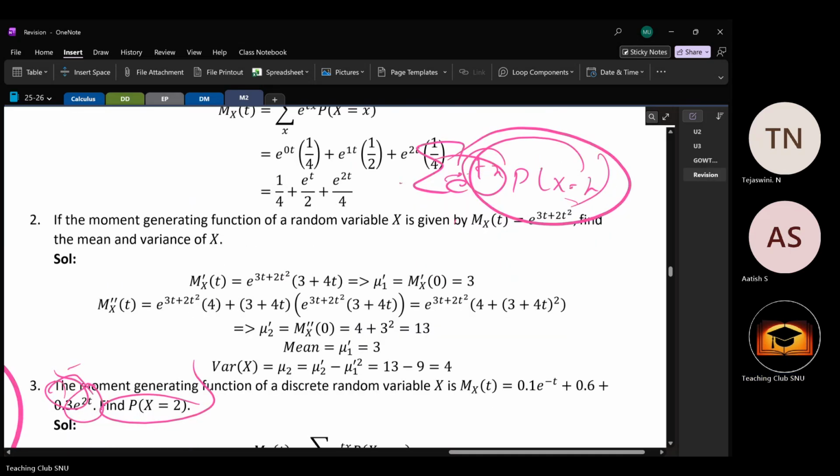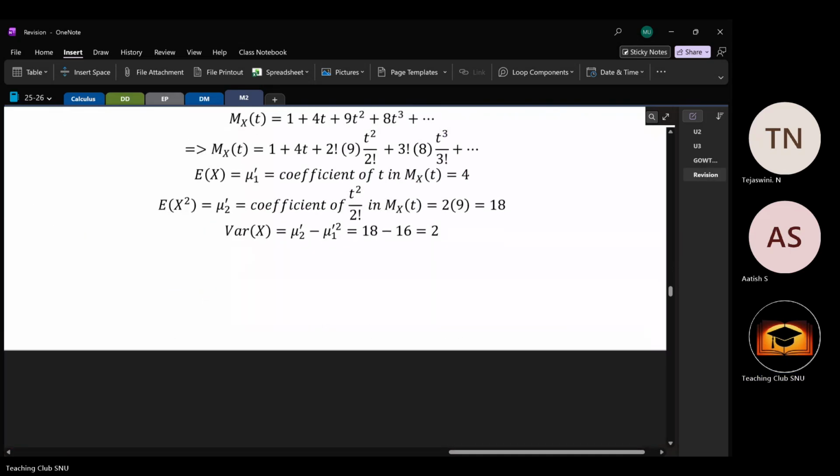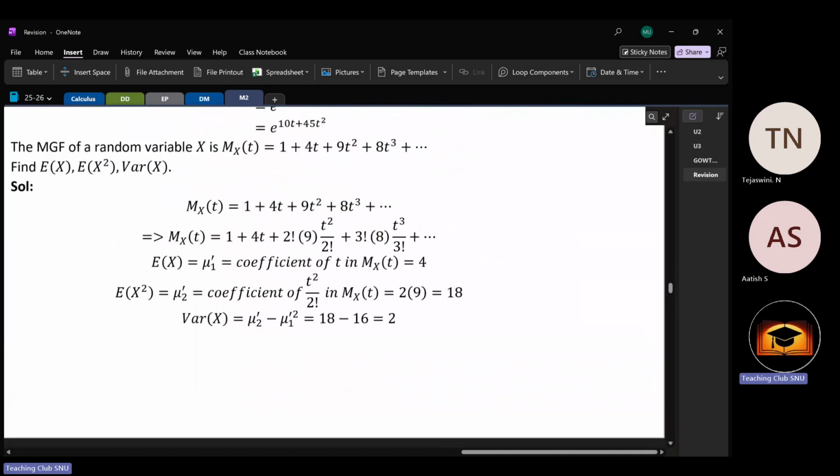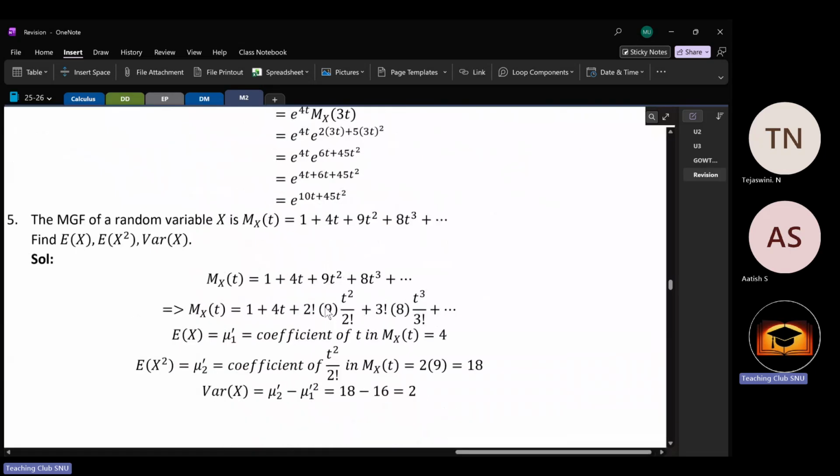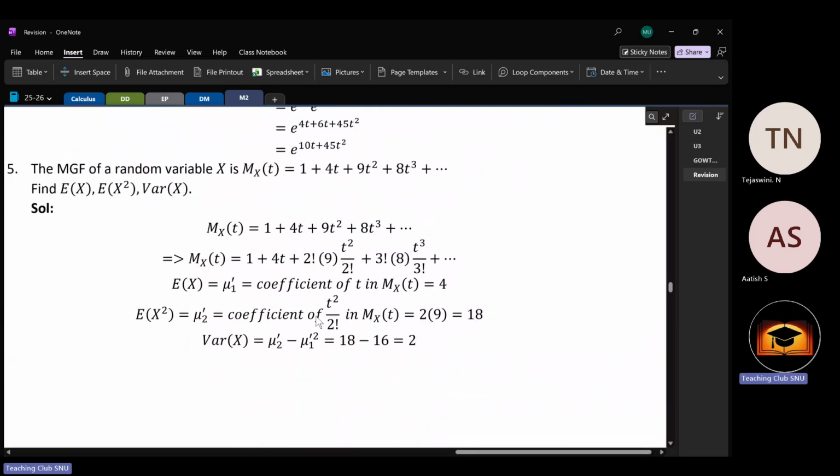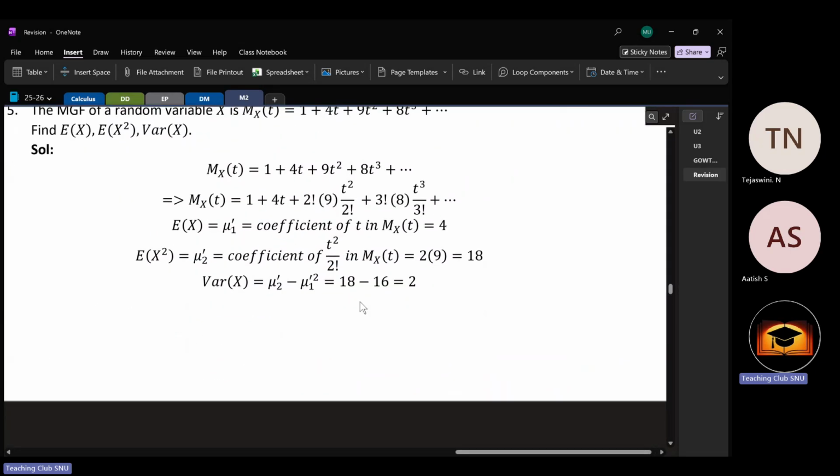That's it. Okay. So you can go through this. So they have given MGF. You have to find this using series, or you can just compare it with t power r by r factorial to get the mu r dash.